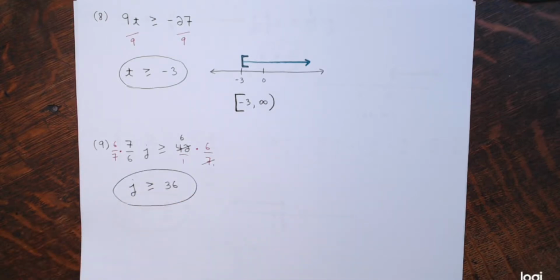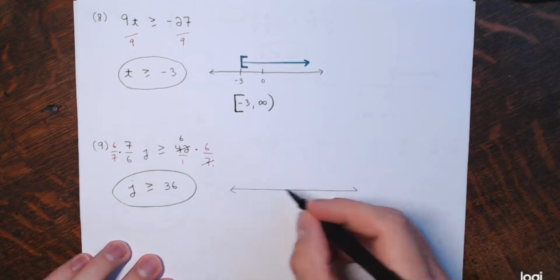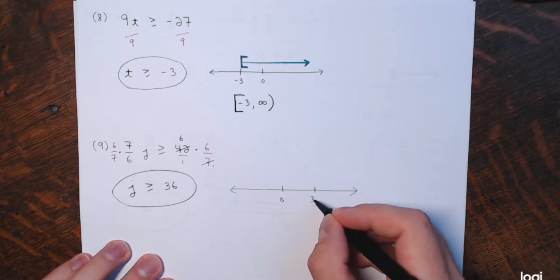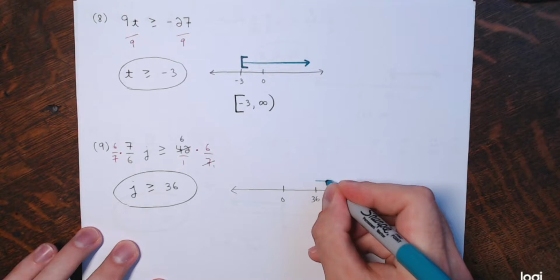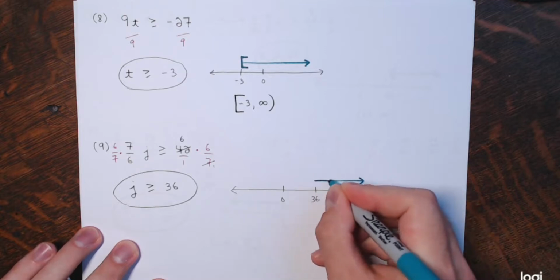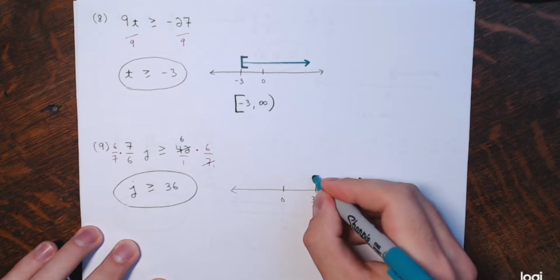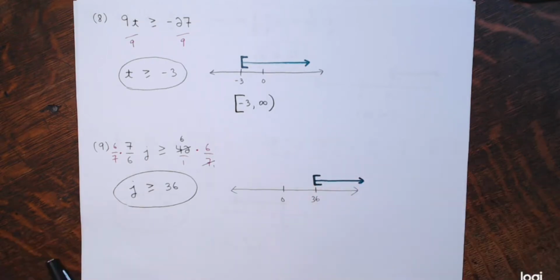All the solutions of this inequality are the numbers greater than 36 or 36 itself. Here's a number line. 0 here. 36 is to the right of 0 somewhere. There it is. All the numbers greater than 36 are to the right of it. 37, 38, 39, etc. And equal to 36. Right? So a bracket or a solid dot above 36.